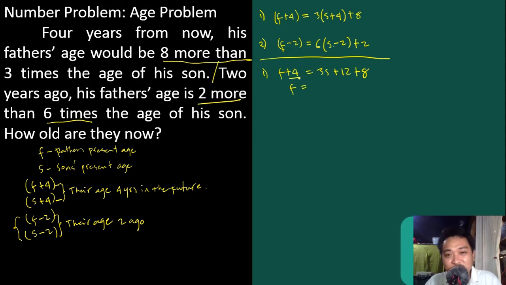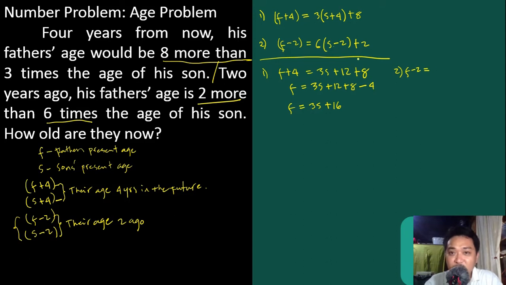Okay, pagka transpose natin to magiging negative, ano, si plus 4. So again, copy 3s, copy plus 12, copy plus 8, and then minus 4. So here we have f is equivalent to 3s, copy again 3s, 8 minus 4 is 4. Di po ba? 8 minus 4 is 4, plus 12, that will be 16. So, plus 16.